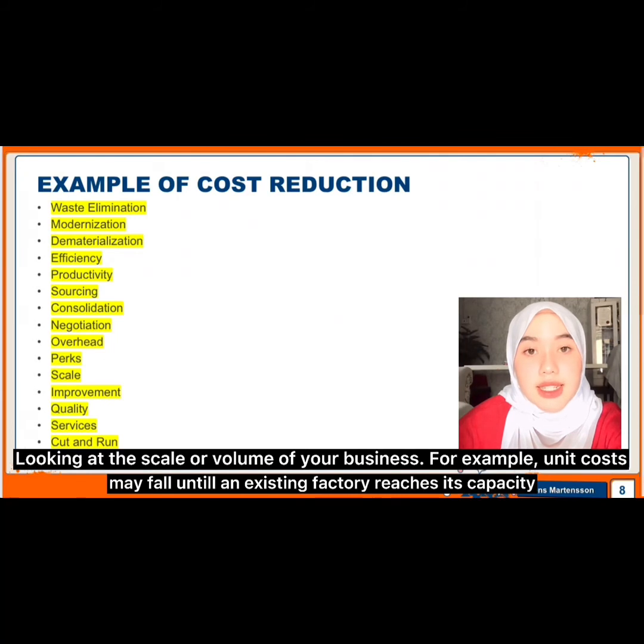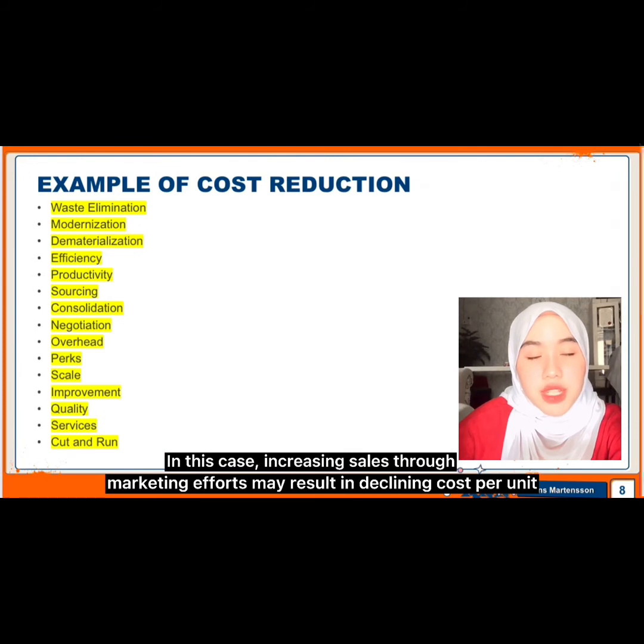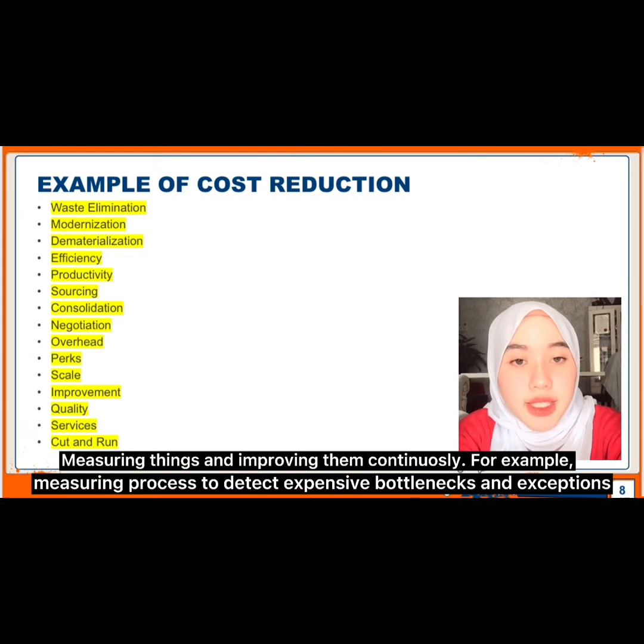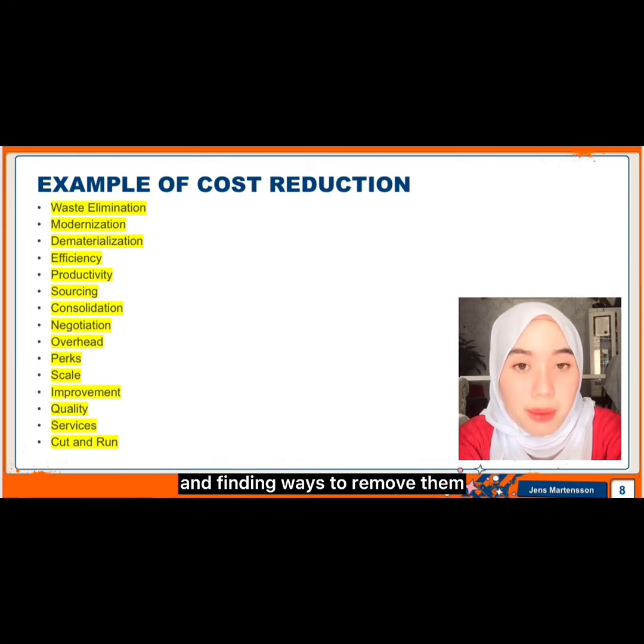For scale, looking at the scale or volume of your business. For example, unit costs may fall until an existing factory reaches its capacity. In this case, increasing sales through marketing effort may result in declining costs per unit. For improvement, measuring things and improving them continuously. For example, measuring a process to detect expensive bottlenecks and exceptions and finding ways to remove them.